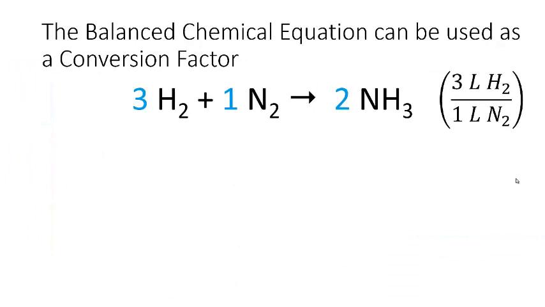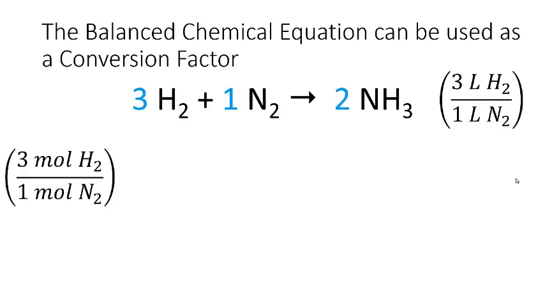Now the balanced chemical equation can also be used as a conversion factor. Remember when we looked at transitioning from 3 volumes of hydrogen to 2 volumes of ammonia? When we did this, we set it up as a conversion factor. Or we might have said 3 liters of hydrogen to 1 liter of nitrogen, and so on and so forth. You can do that same thing, but now instead of writing liters, you can replace that with the word mole. Because all we're doing is saying, for every 3 hydrogens, we should have 1 nitrogen. And for every 1 nitrogen, you should have 2 ammonias.